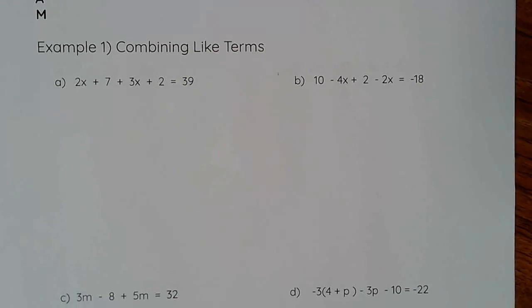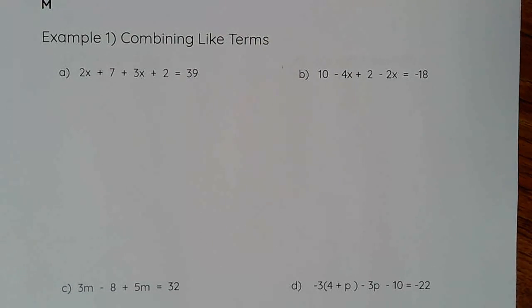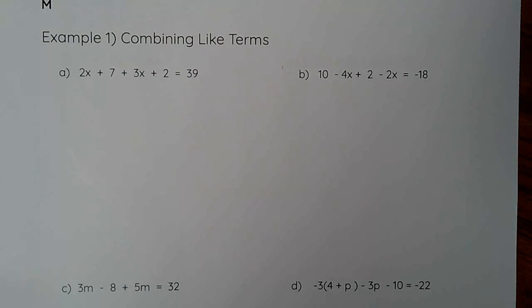Example 1. 2x plus 7 plus 3x plus 2 equals 39. Looking for distributive property, we don't have it in this problem. So we're going to move to our second step of combining like terms.